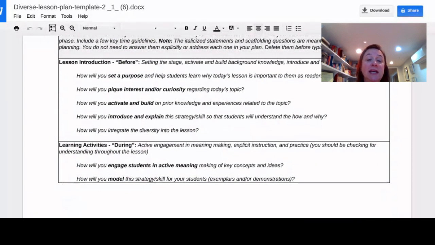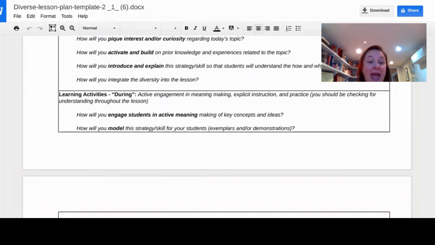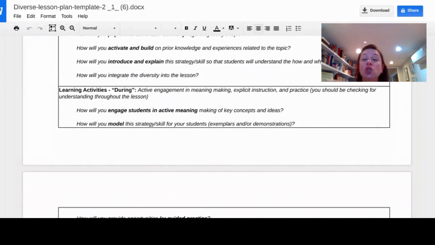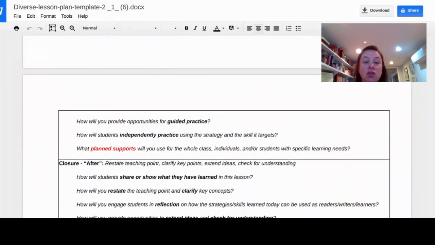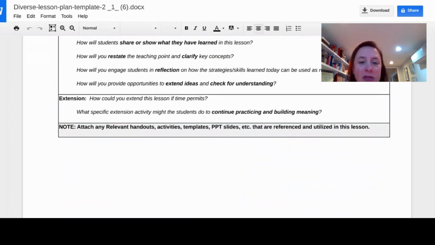Now here we're getting into lesson introduction: the things that you will do, how you will set the stage for children understanding what it is you want to introduce. Then we have the learning activities that take place during the lesson, and we're talking about active engagement. So we really want kids to be doing something and be engaged, not just listening to the teacher. How are you going to close this lesson when it ends and make sure that you understand what the kids have learned? And the extension: if you had all the time in the world, what would you do next?